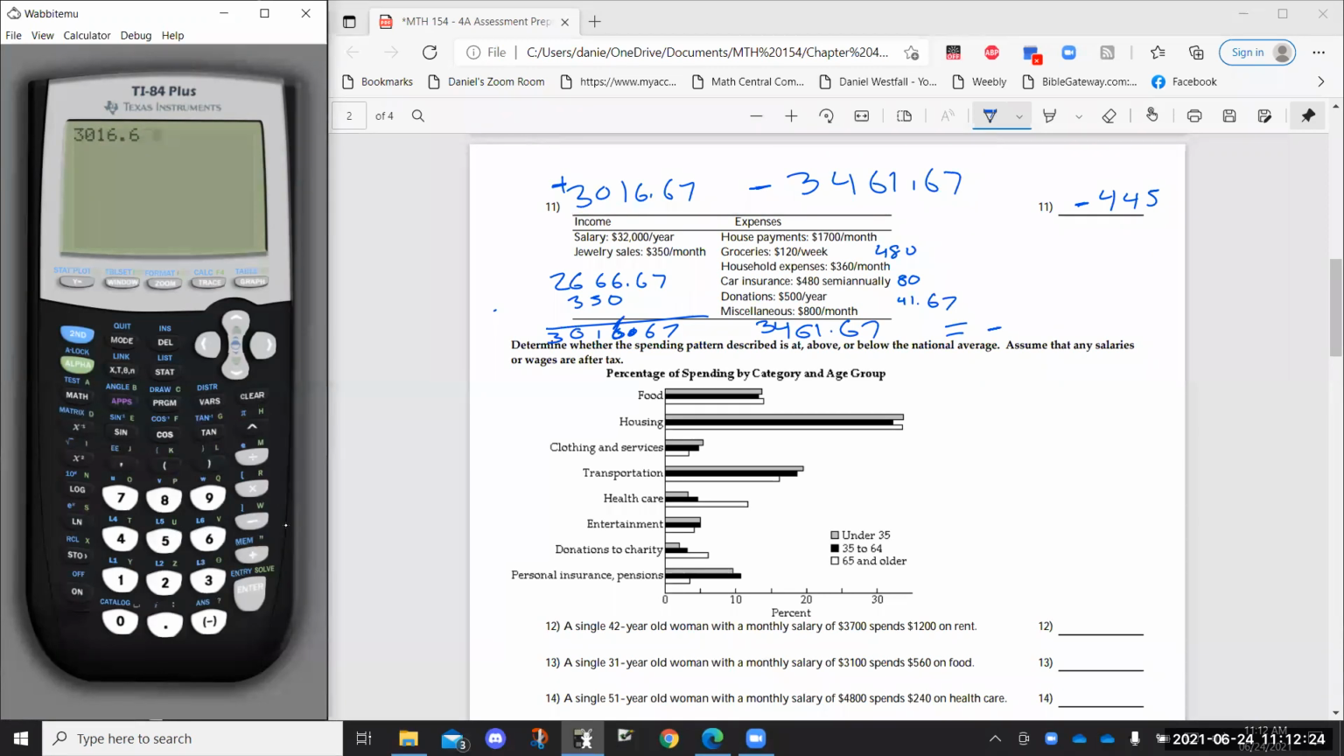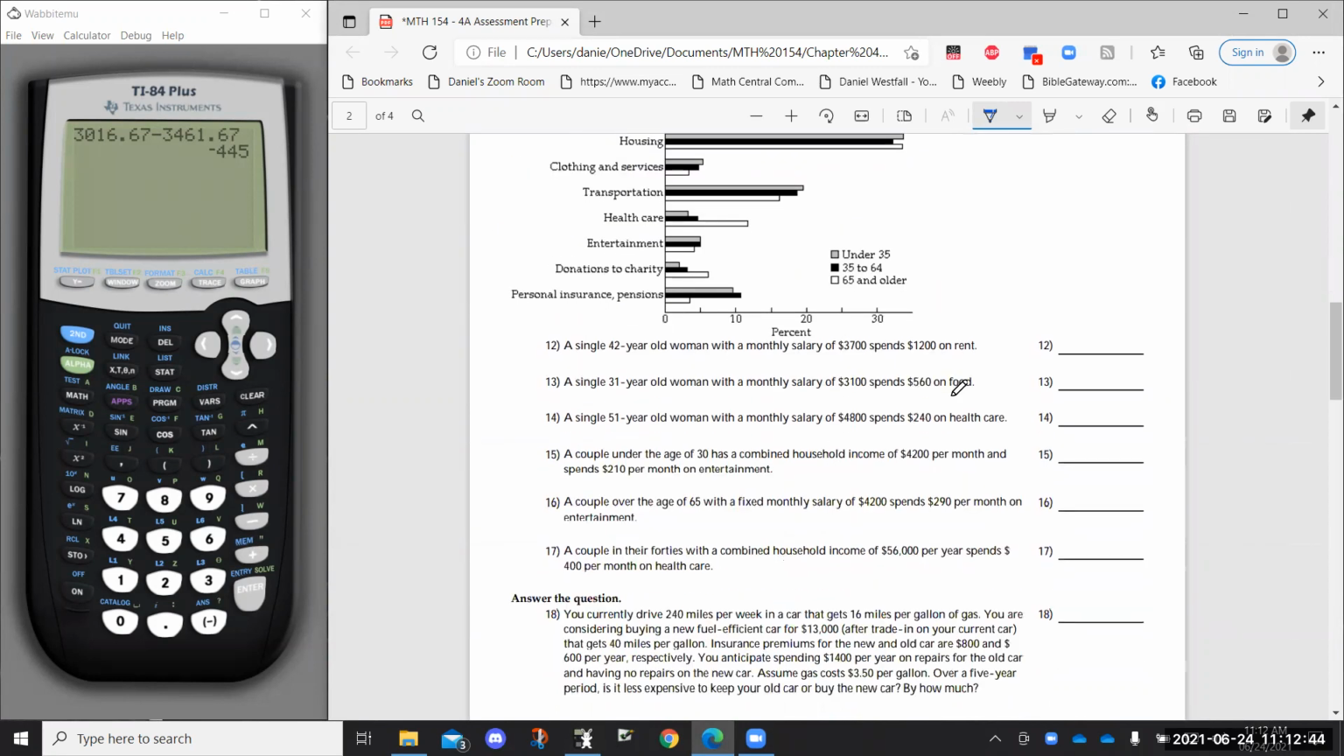So it's 3016.67 minus 3461.67, and I subtract them, I get a negative 445. This is why your teacher's big on being neat. Can't tell what you wrote, then you're going to make an error like that. All right.